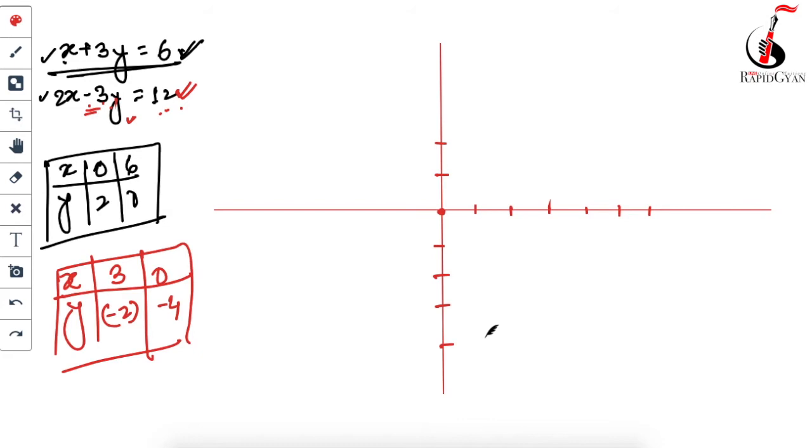Correct? Now the first one is your 0 comma 2. So let's draw 0 comma 2. So this is 0, this is your 2. Correct? So this value is your 0 comma 2. What is the next value? Next value is 6 comma 0.